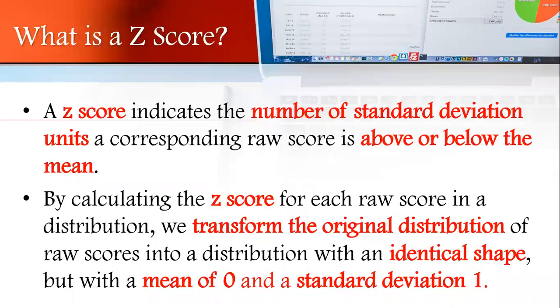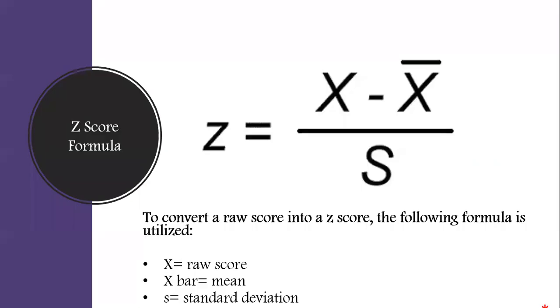A z-score indicates the number of standard deviation units a corresponding raw score is above or below the mean. By calculating the z-score for each raw score in a distribution, we transform the original distribution of raw scores into a distribution with an identical shape, but with a mean of 0 and a standard deviation of 1. Here is the z-score formula, where x equals the raw score, x bar equals the mean, and s equals the standard deviation.